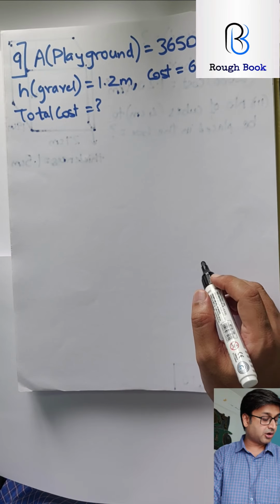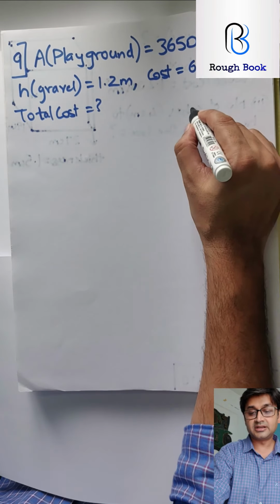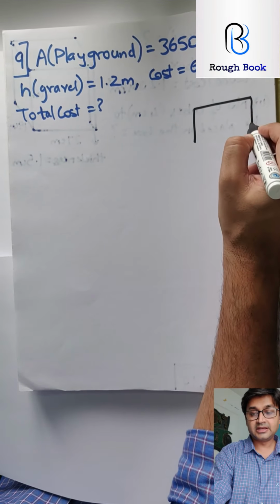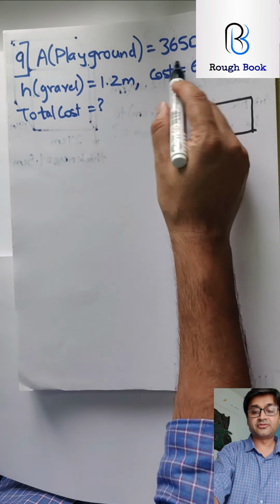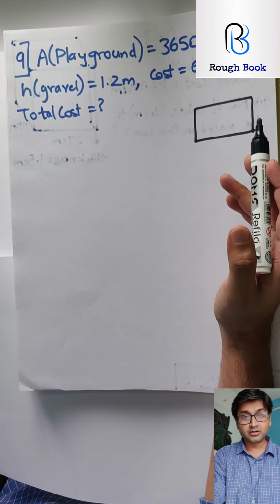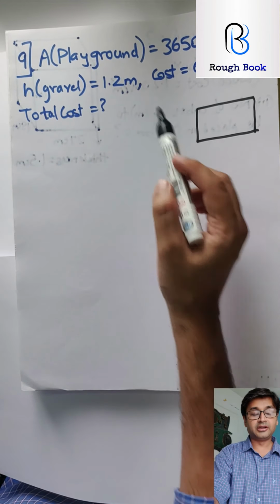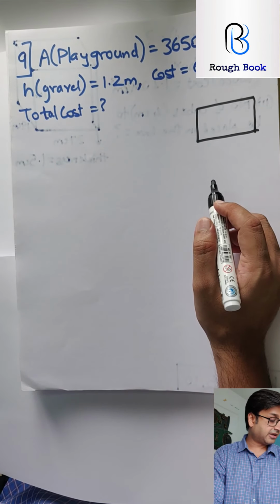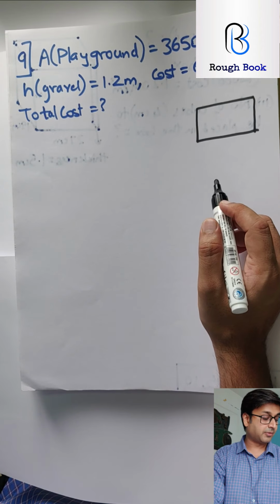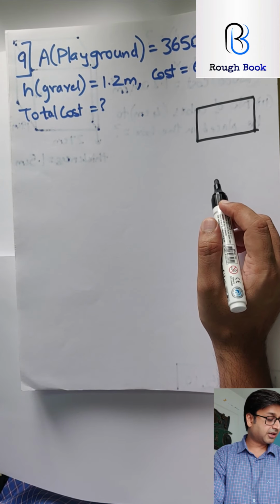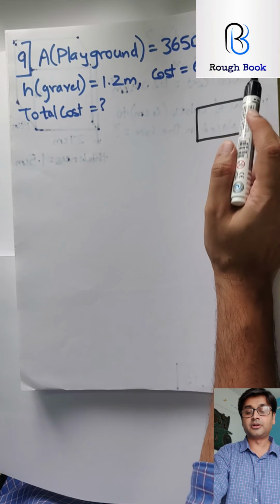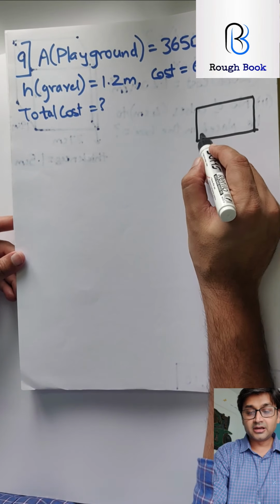The area of a playground is 3650. So basically this is a playground and the area is 3650. Now this could be circular or maybe rectangular, doesn't matter. They are saying find the cost of covering it with gravel 1.2 meter deep if the gravel costs rupees 6.40 per meter cube. So they are creating a layer over here.